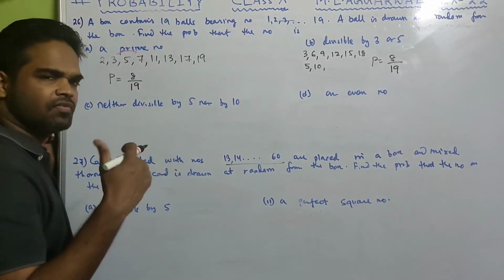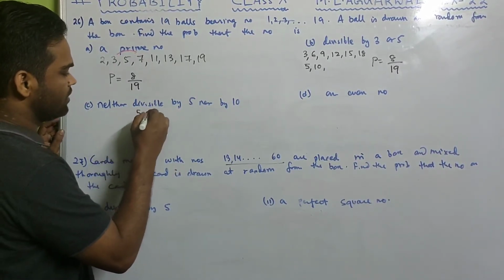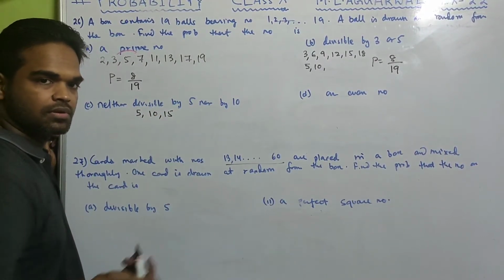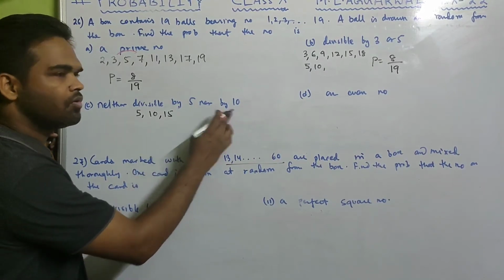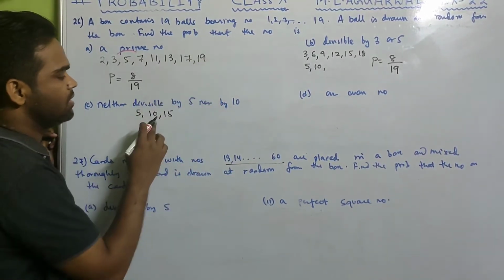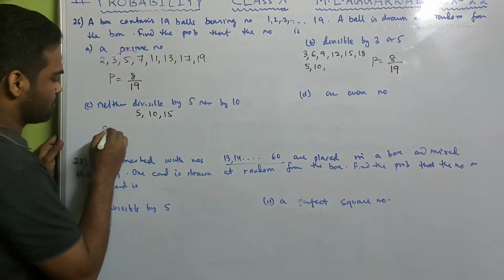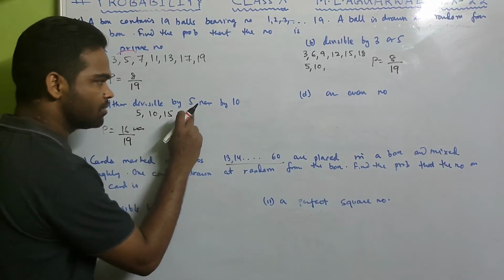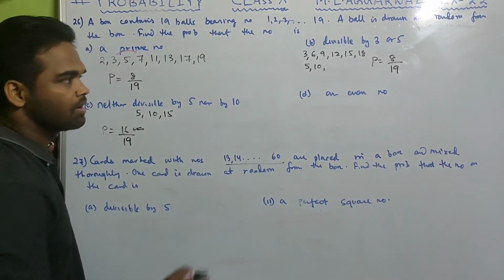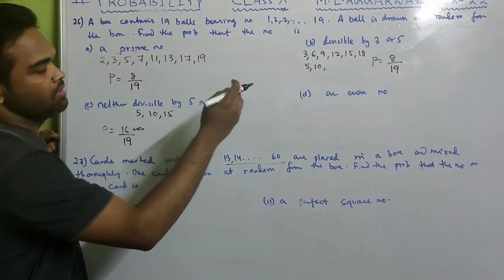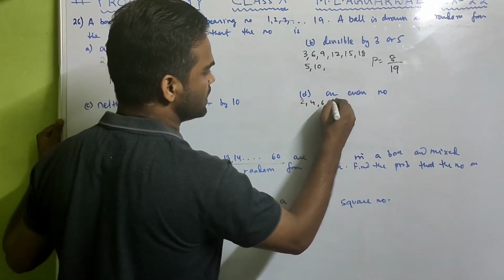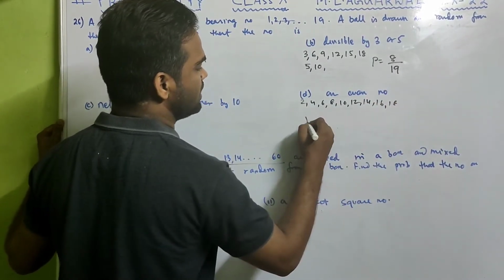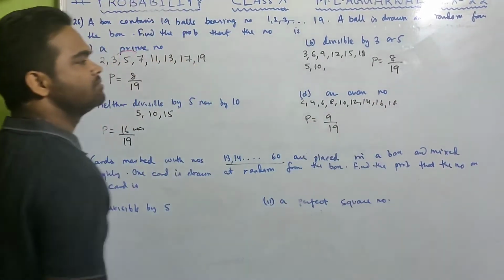Neither divisible by 5 nor by 10. First of all, how many numbers are divisible by 5 or 10? 5, 10, 15. So apart from these numbers, the rest of the numbers are neither divisible by 5 nor by 10. Which means how many? 19 minus 3, 16 numbers are there. So the probability will be 16 by 19. An even number. Now clearly the even numbers are 2, 4, 6, 8, 10, 12, 14, 16, 18. So 9 even numbers are there out of 19. Done.